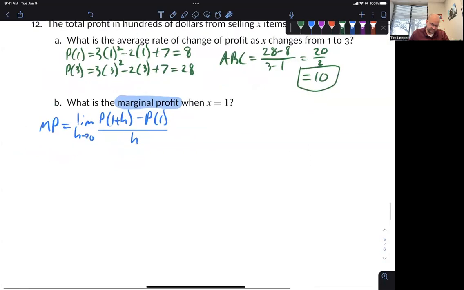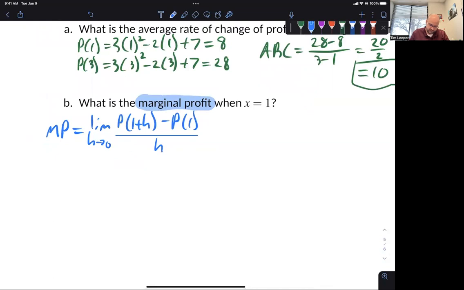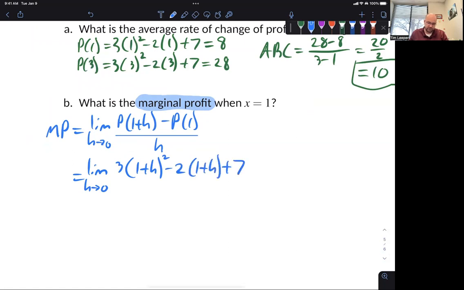Now, notice that we now know that this is the limit as H goes to 0. P of 1 plus H means the X's are replaced with 1 plus H. That gives me 3, parentheses, 1 plus H, close parentheses, squared, minus 2, parentheses, 1 plus H, close parentheses, plus 7. And then subtract off the P of 1. Now, P of 1 we actually already figured out was 8. So no need to do it again. Just write it down as 8. And then all over H.